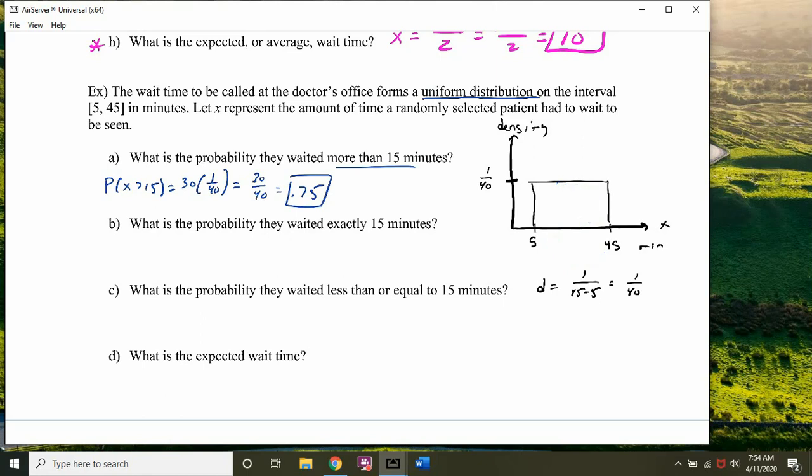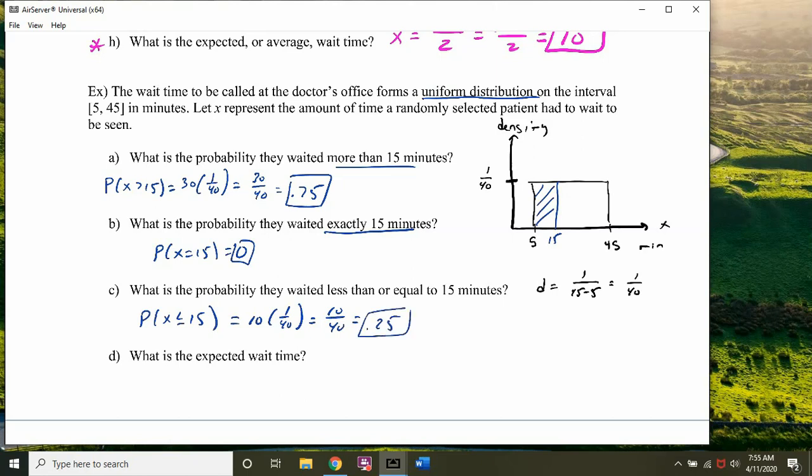Okay, what's the probability they wait exactly 15 minutes? So again, that's going to be 0. We get a rectangle with 0 width, 0 area. What is the probability they waited less than or equal to 15 minutes? So this time we're shading to the left. What's the base of that rectangle from 5 to 15? 10. And so we get 10 over 40, 1/4, or 25% of the time.